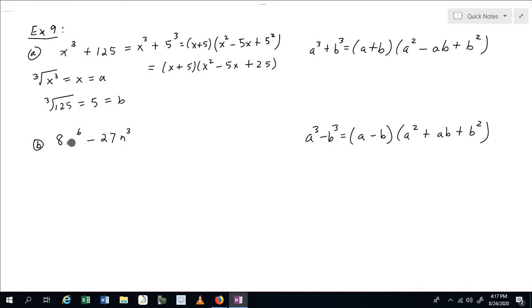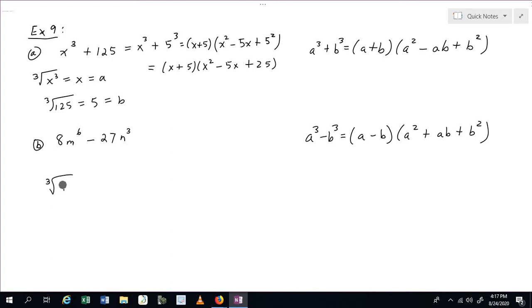So then part B, we have this, and we want to factor it. The first thing to do is pull out the greatest common factor. But in this case, there's nothing in common except 1, so there's nothing to factor out. And then hopefully you recognize this as the difference of cubes. And let's just check that.